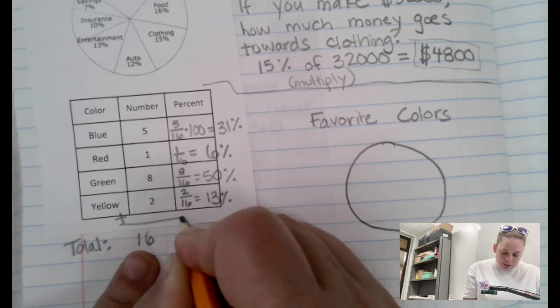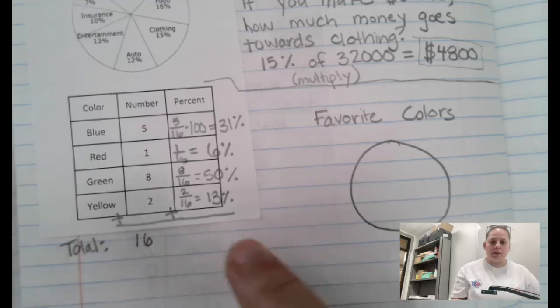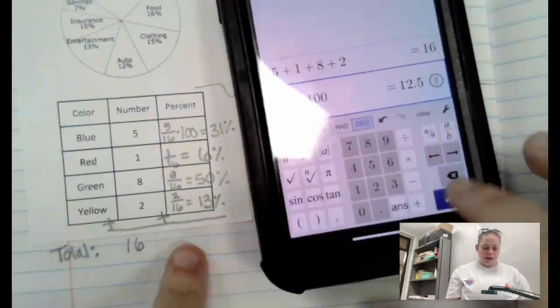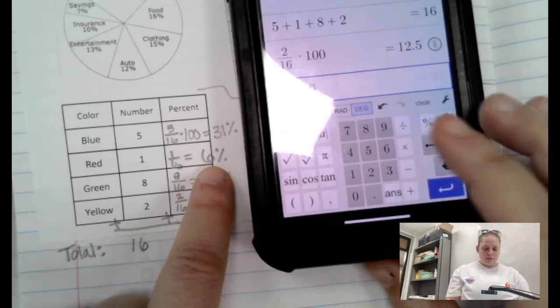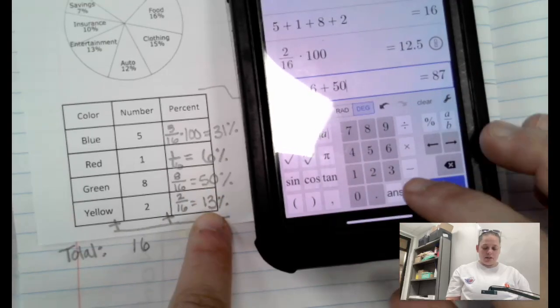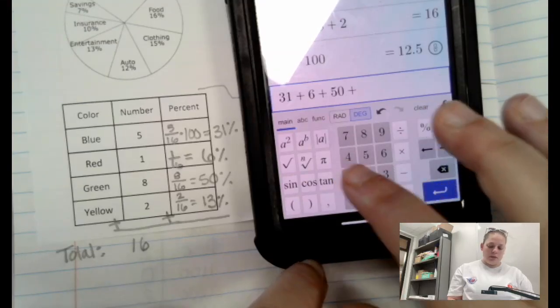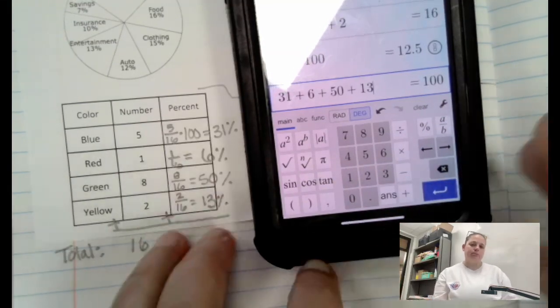A good way to do this is to double check when we add all of these together, what should be our total percent? Well, it's everybody. If I'm counting everybody, it should add up to 100%. So 31 plus 6 plus 50 plus 13. Sometimes when we round, rounding doesn't always work out well because sometimes we'll be missing a percent. This time we do get 100%.